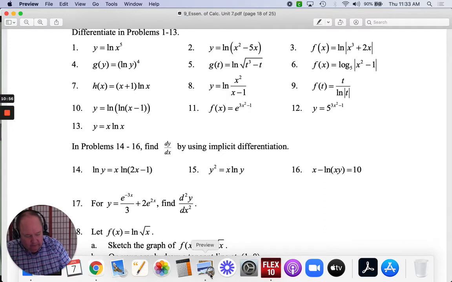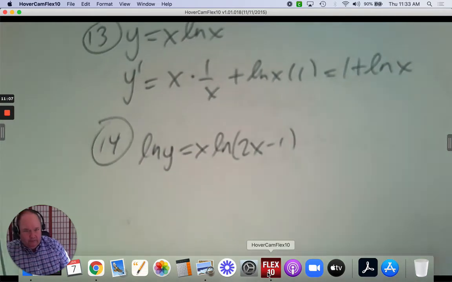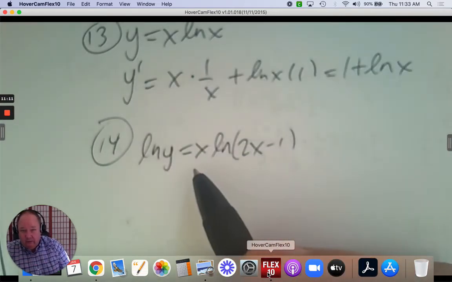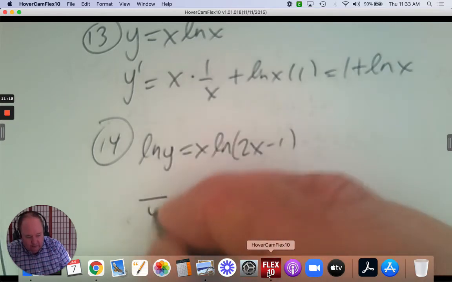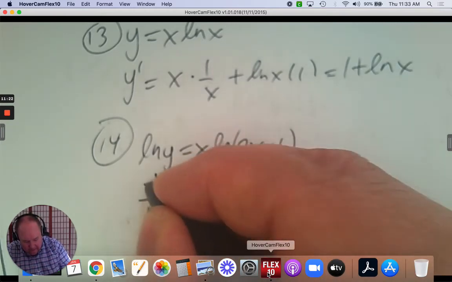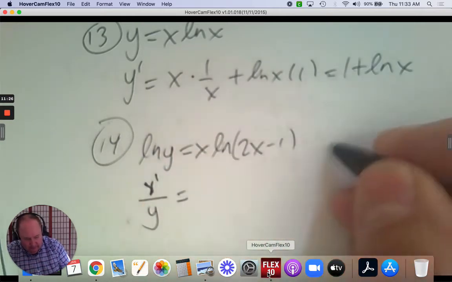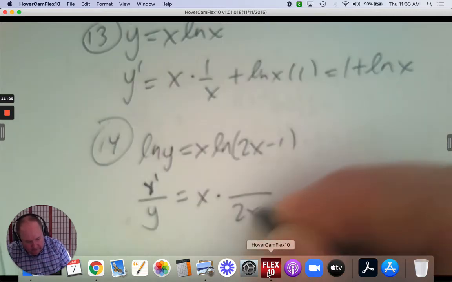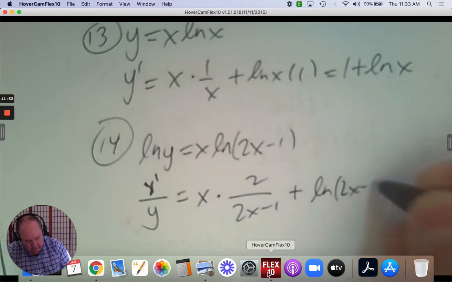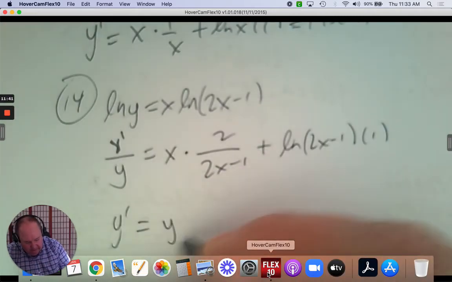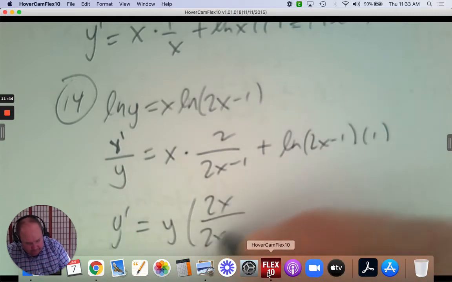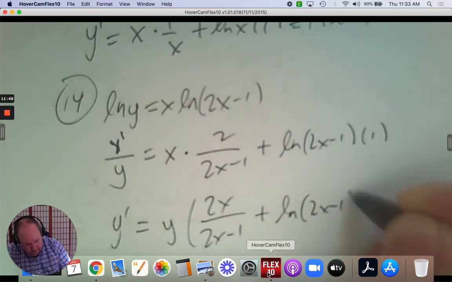Use implicit differentiation here. ln y equals x times ln of 2x subtract 1. Now, the truth is, you could actually do it in two different ways here. So, if I did it implicitly, the derivative here is 1 over y, but it needs the hook y prime. So technically that's the numerator. And then the product rule. First times the derivative of the second plus the second times the derivative of the first, which I don't really need. And then to get y prime by itself, you just multiply everything times y. Done.